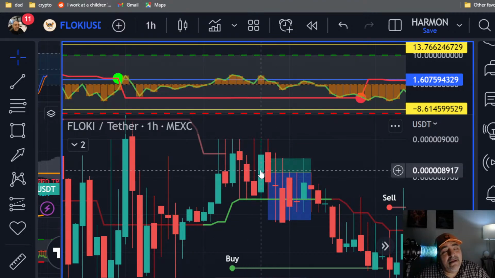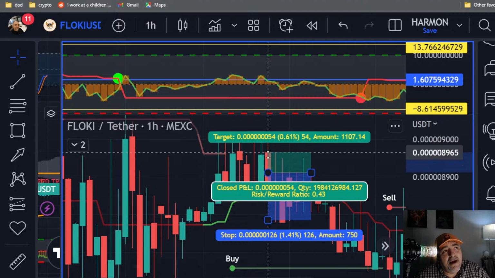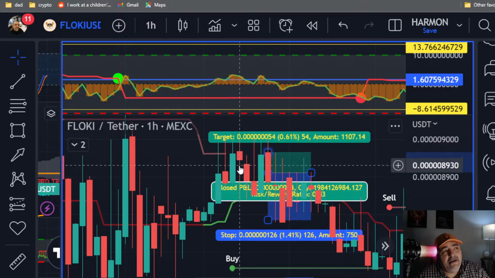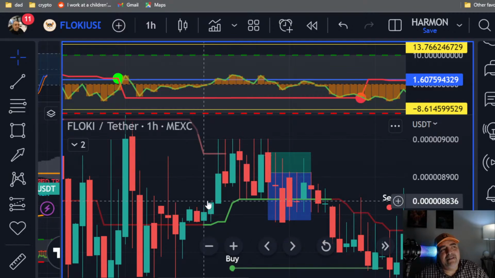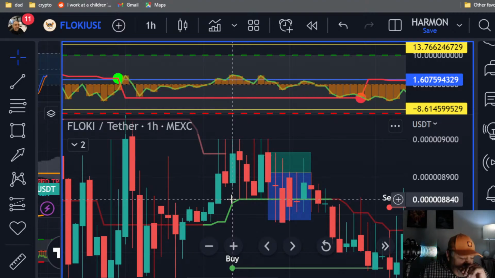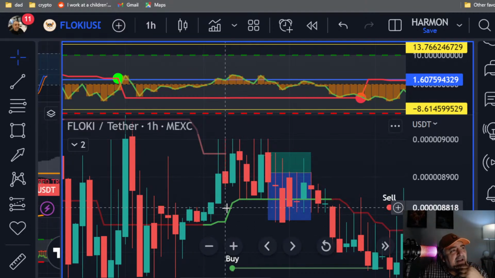We probably still would have got our 30% out of here with our 40 to 50x, but it's not the best trade. This is just a trade that doesn't work. It was in a weird time. What time of day is this? This is happening in the afternoon, so this is 4 p.m. in the afternoon. Wasn't the best trade. So we'll take a loss there.